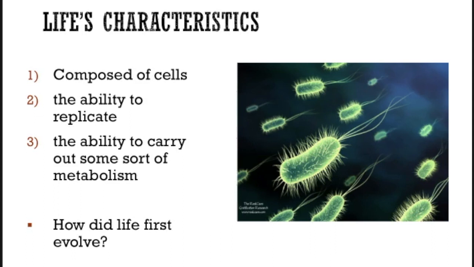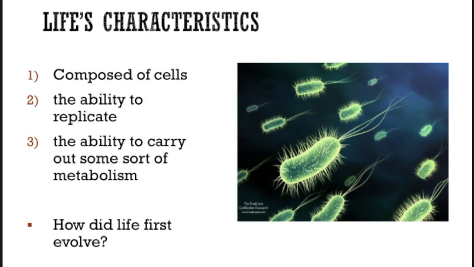The next thing is that they have to have the ability to replicate. They have to be able to make copies of themselves. And finally, they have to carry out some sort of metabolism. I know metabolism is a little bit of a squishy word, like we don't always know what it means. It means different things for different people. So when we say this with regard to cells, we're always talking about how cells carry out cellular processes like making proteins, making DNA, making things, breaking things down. That's what we mean by metabolism.